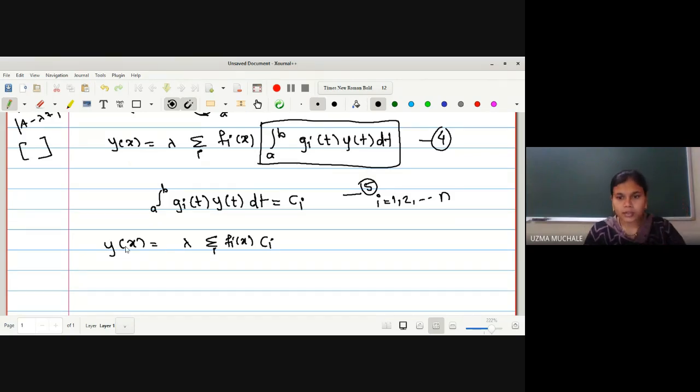Okay. Now let us name this as equation number 6. Now we are going to solve equation 6 so that we can find out the values of those constants, and correspondingly we can find out the value of lambda. So to solve that equation, we are going to evaluate.